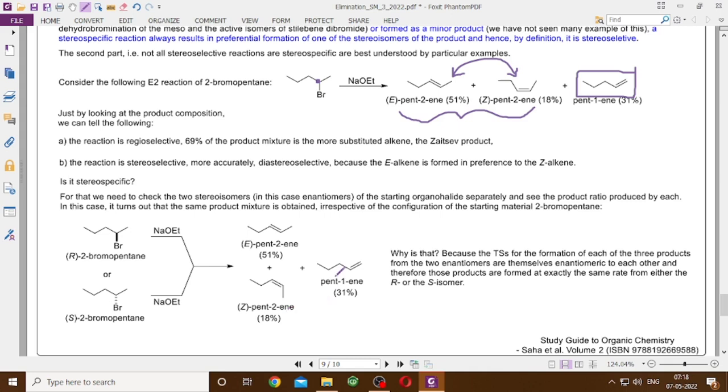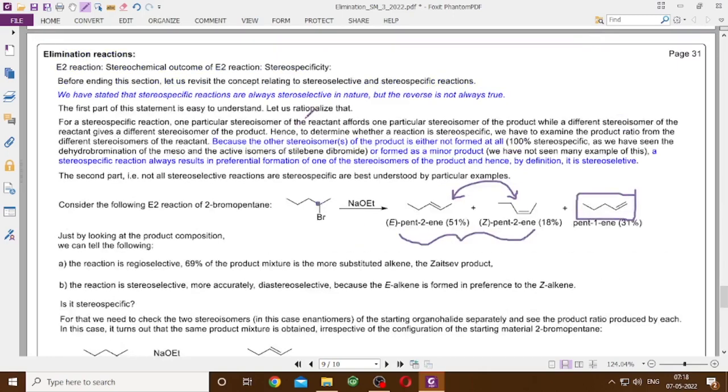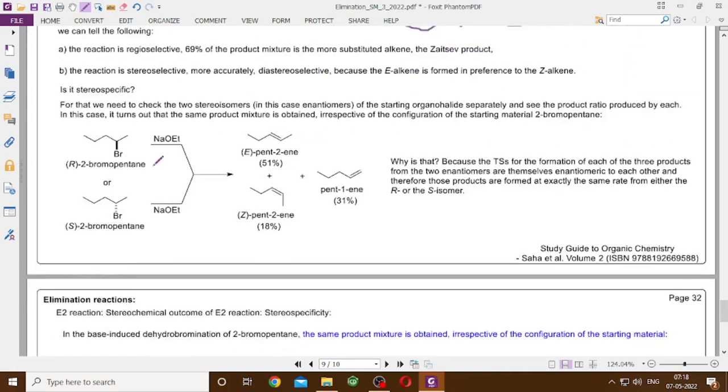The same ratio of the three products is being obtained from these two different enantiomeric, stereoisomeric starting materials. Therefore, looking at the strict definition of stereospecific reactions, one particular stereoisomer of the reactant affords one particular stereoisomer of the product, while a different stereoisomer of the reactant gives a different stereoisomer of the product. This is not a stereospecific reaction, because if this is the major product from R, then from S I would expect this to be the major one, but that is not happening. We are getting the same population of the three products starting from either of these two starting materials.